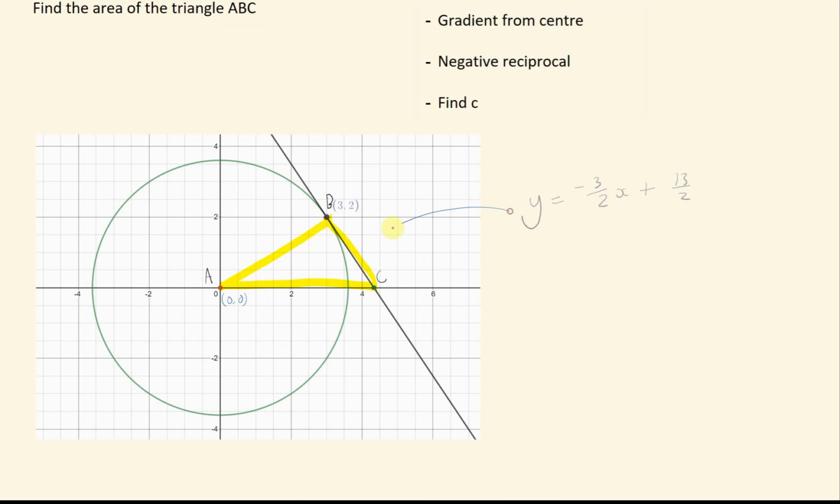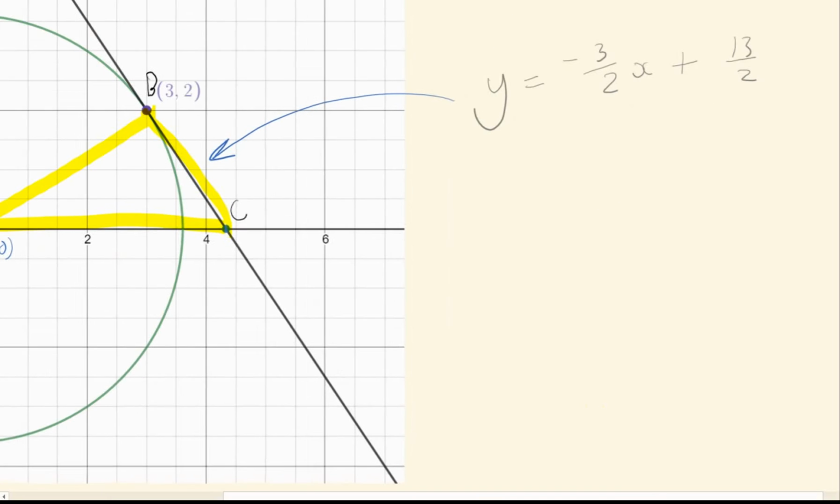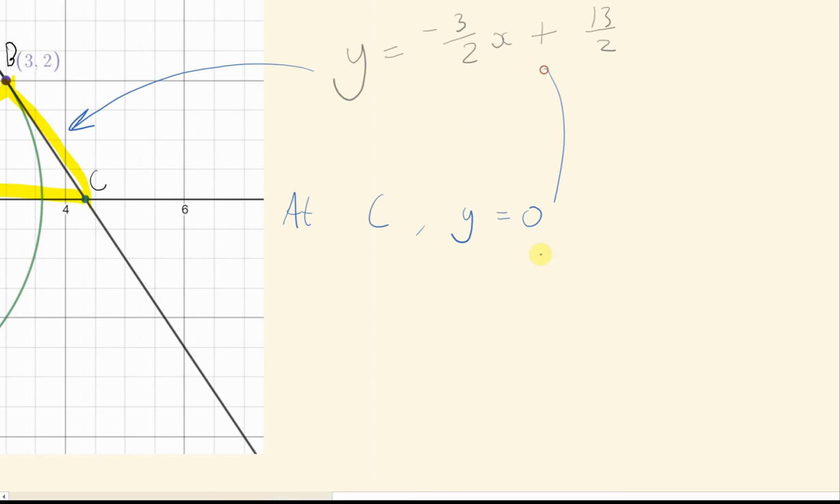So that is the equation of that line. And we can use that to work out c. So we know c is on the x-axis. So therefore we know at the coordinate c, the y-coordinate must be 0. That's what being on the x-axis means. So plug that into our equation. We've now got 0 equals minus 3 over 2x plus 13 over 2.